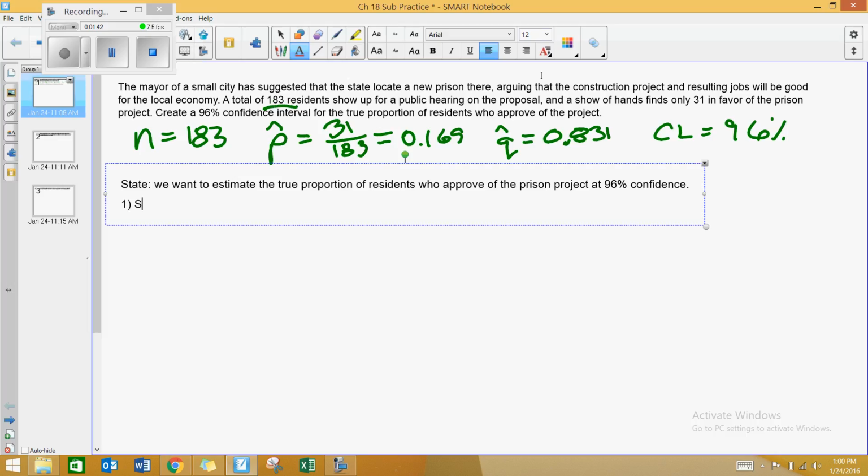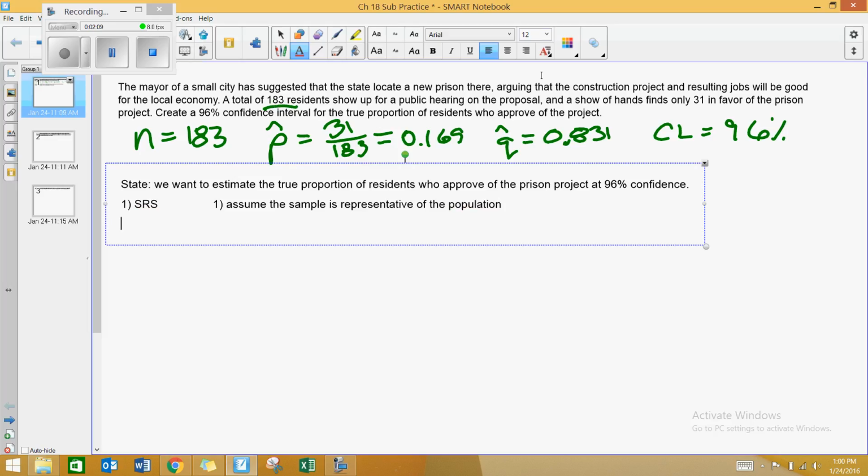The first condition is simple random sample. Well, it doesn't say much about how these residents were obtained, but we're just going to assume the sample is representative of the population. Population being all residents in the city.